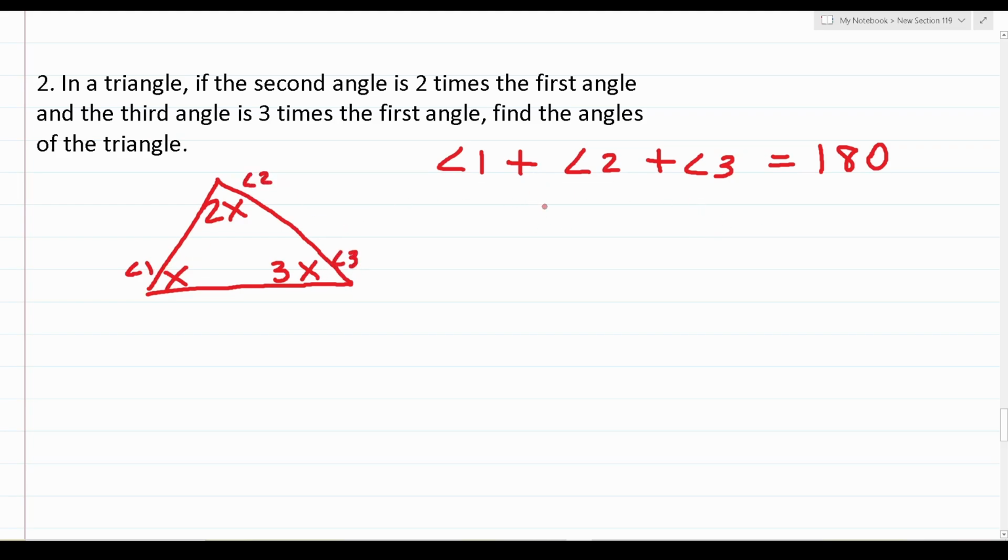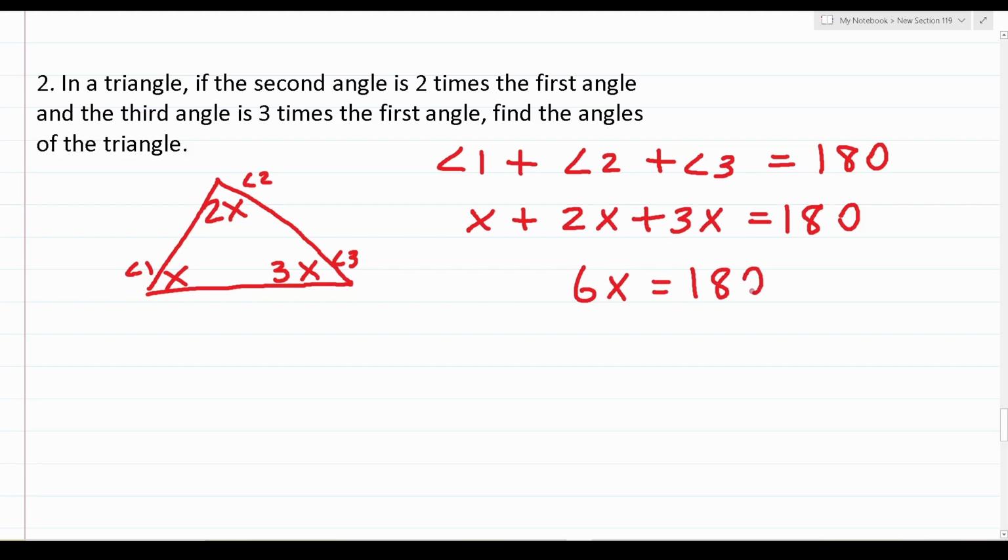Now let's plug those values into the Triangle Sum Theorem here. This becomes x plus 2x plus 3x equals 180. All these are like terms, so we can combine them. X plus 2x is 3x. 3x plus 3x is going to be 6x equals 180. Now let's divide both sides by 6 to get x by itself. This crosses out here, leaving us with just x.